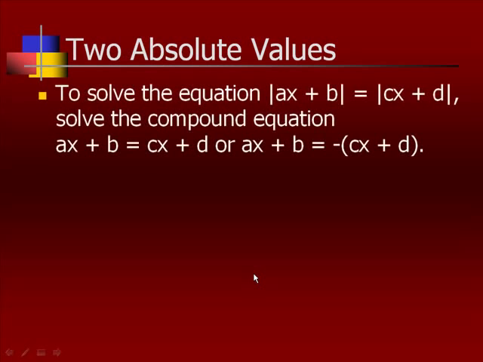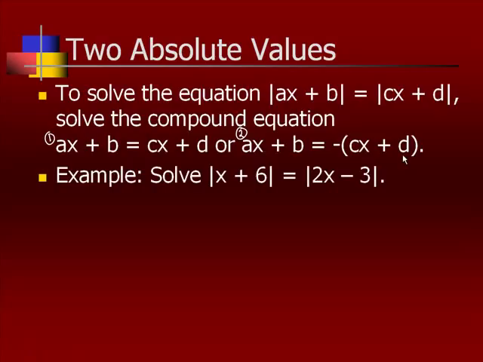Okay, what about two absolute values? If we are trying to solve an equation of the form absolute value equals absolute value, we're going to do exactly our same two steps. First step, just like it is with no bars. Second step, one side stays the same, and we change the sign on the other side.